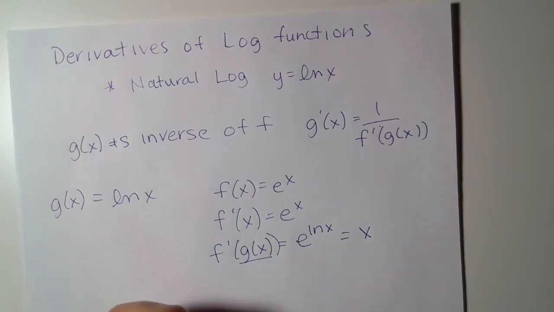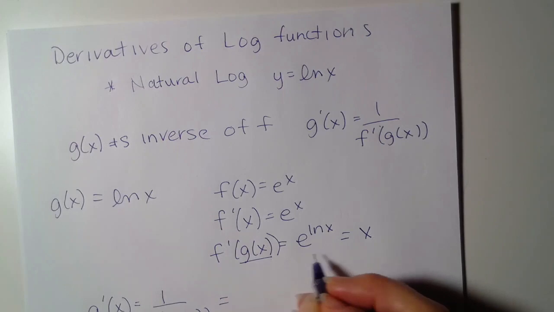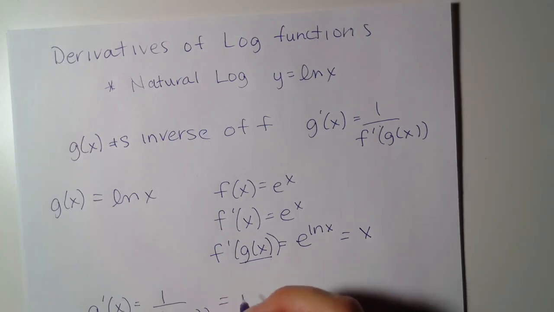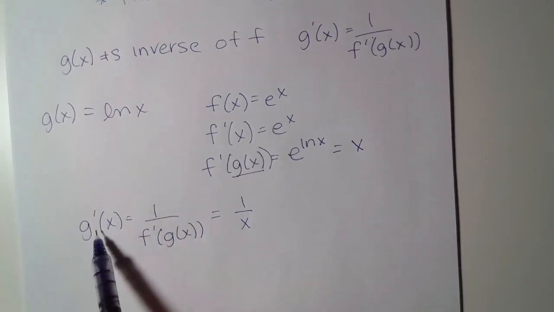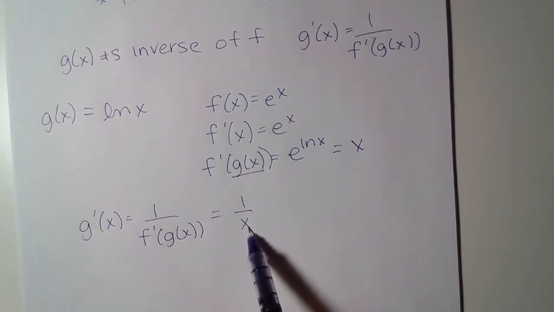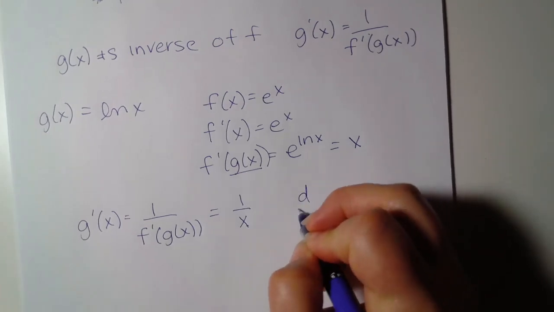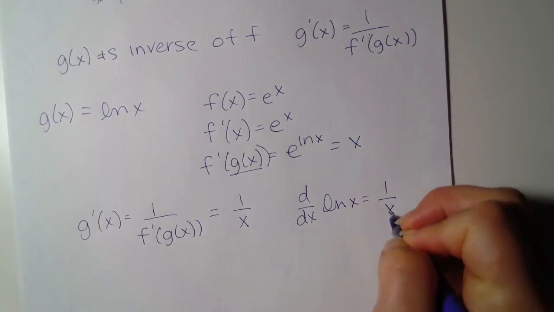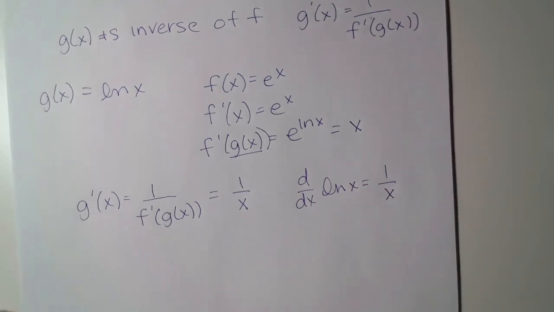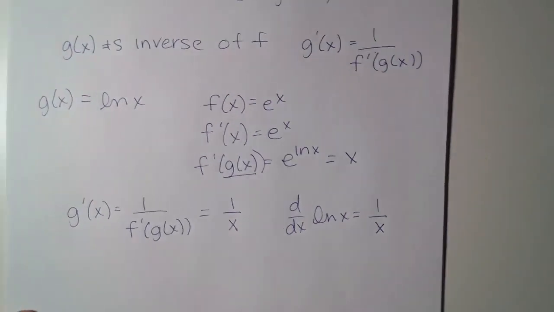So that means that g prime of x is equal to 1 over f prime of g of x. And that means that really we have, this is f prime of g of x, that g prime of x is 1 over x. Right, so this is just the rule, and then we already found this, so it's just 1 over x. So we now know that the derivative of the natural log of x is equal to 1 over x.